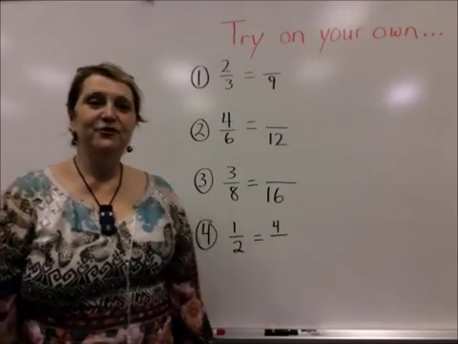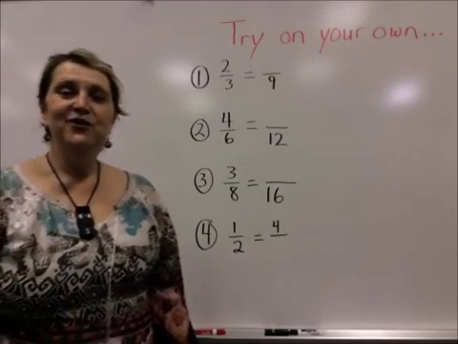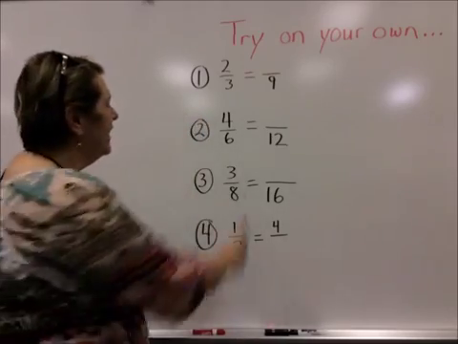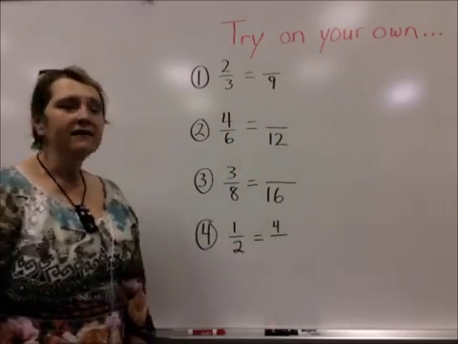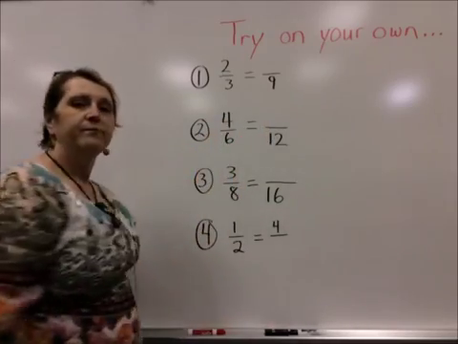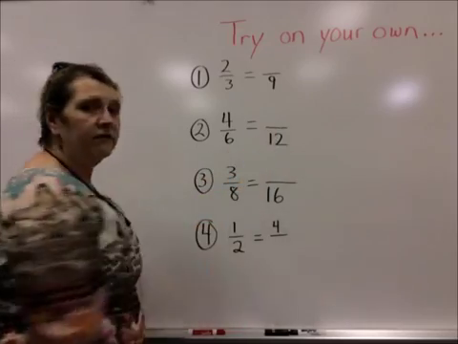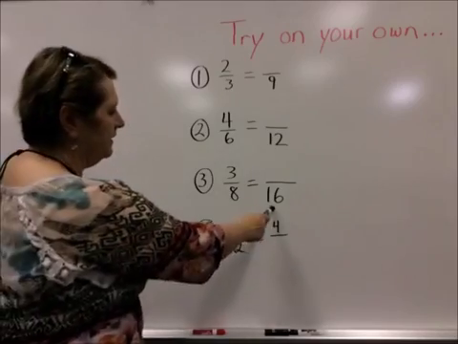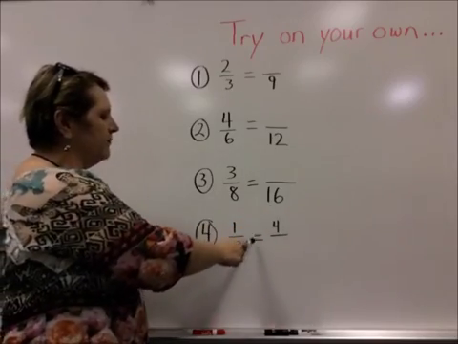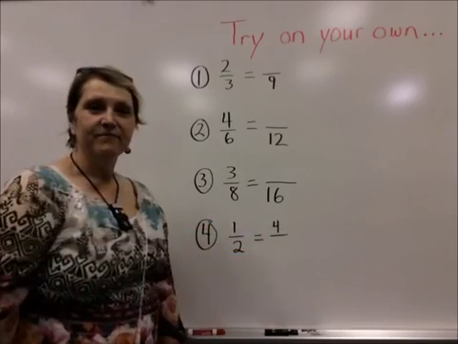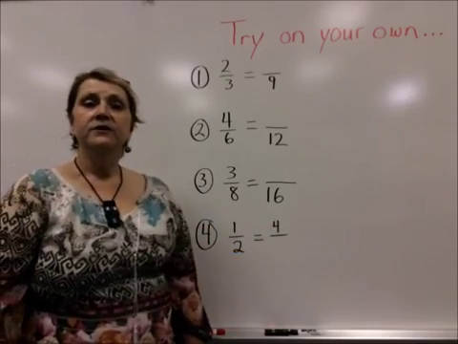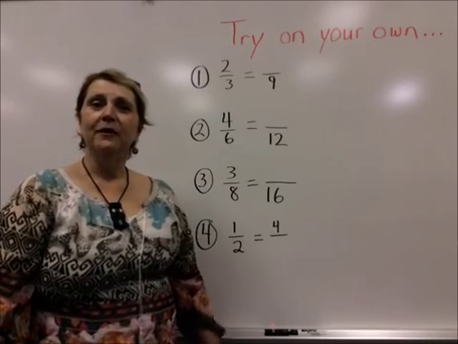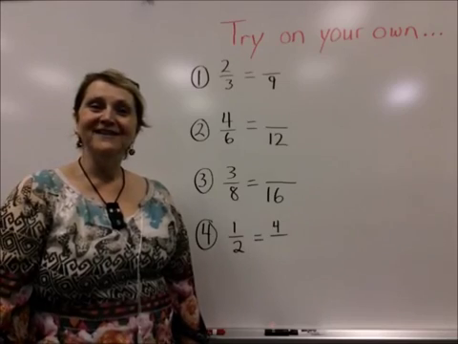So now it's time for you to try some problems on your own. And you can do this in box 3 of your homework sheet. So for problem number 1, we have 2/3 being equivalent to something over 9. Problem number 2, you have 4/6 being equivalent to something over 12. In problem 3, you have 3/8 being equivalent to something over 16. And in problem 4, you have 1/2 being equivalent to 4 over something. So remember, you can always review the tape to determine how to come up with your answers for equivalent fractions, when to multiply, when to divide. And good luck with this, and do your best.